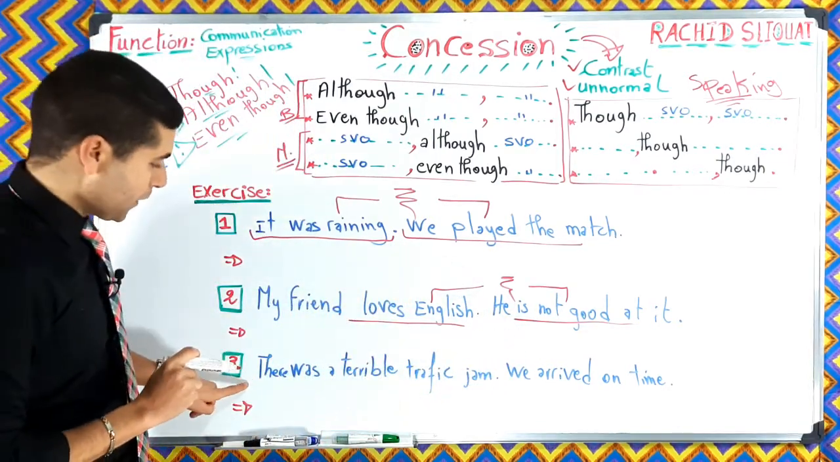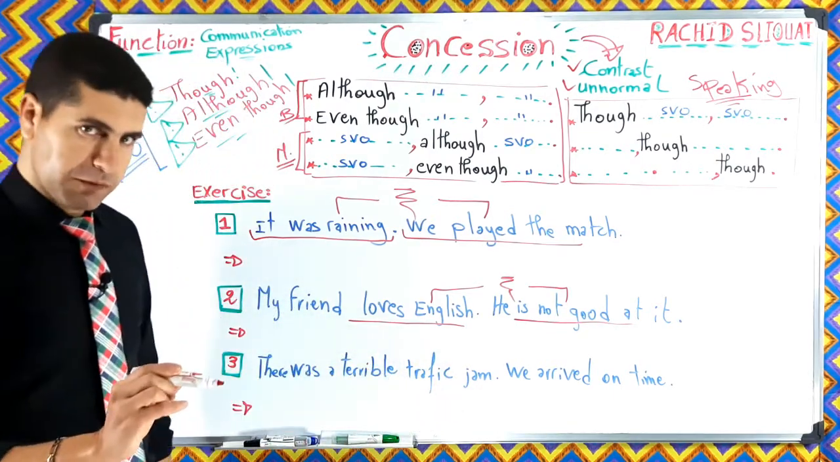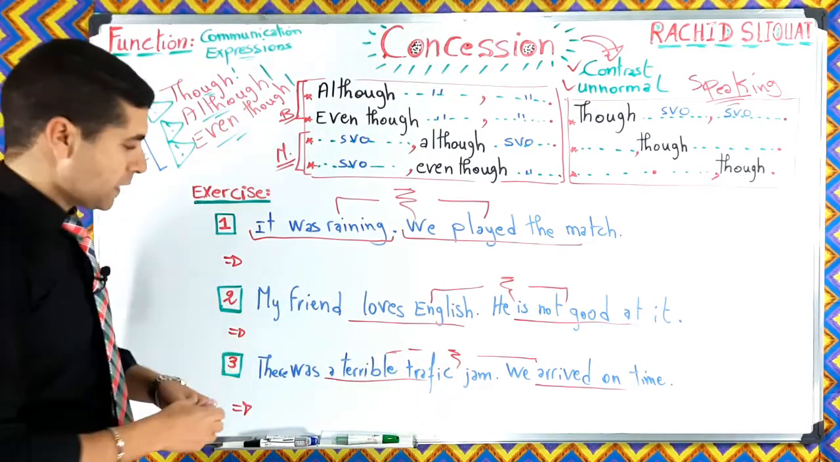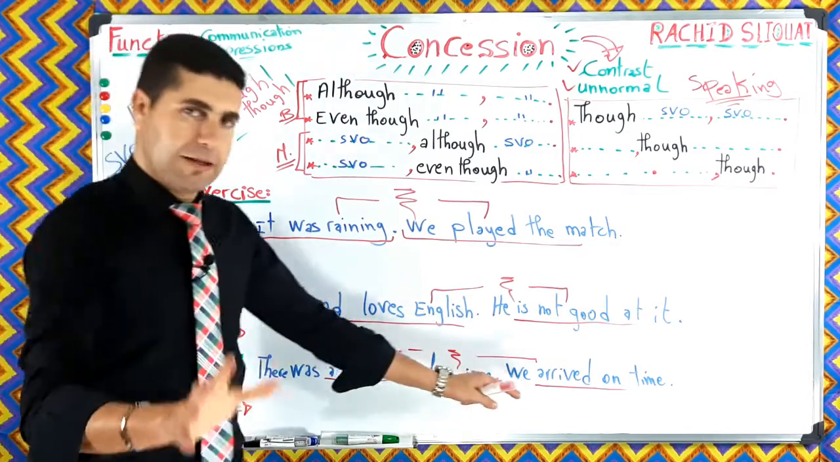Number three: there was a terrible traffic jam. We arrived on time. Usually, if not always, when there is a problem in traffic, when there is a traffic jam, you cannot arrive on time.